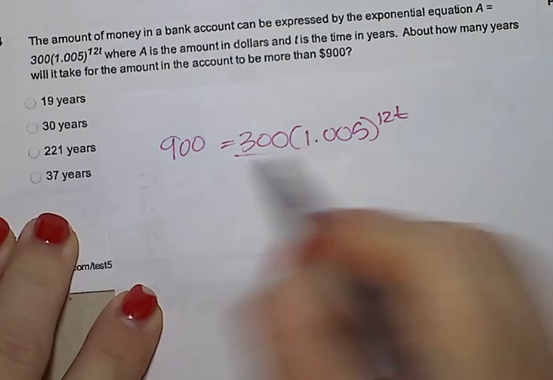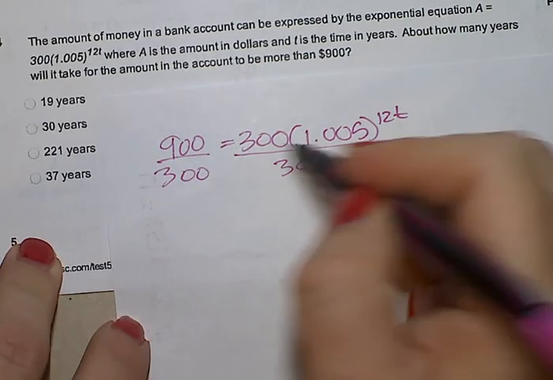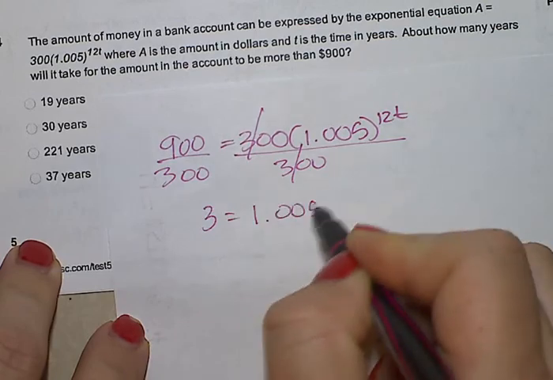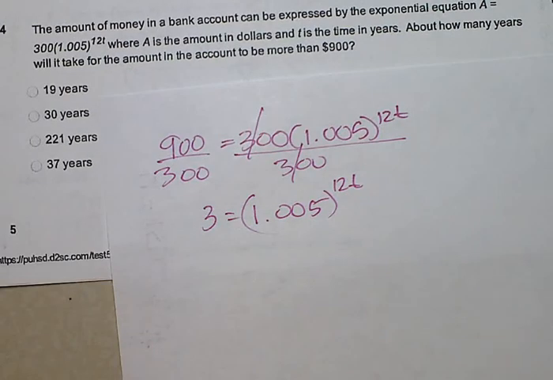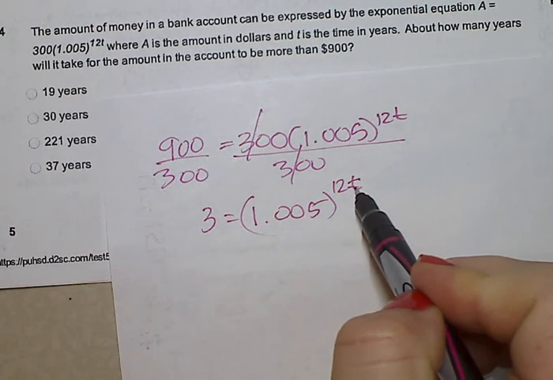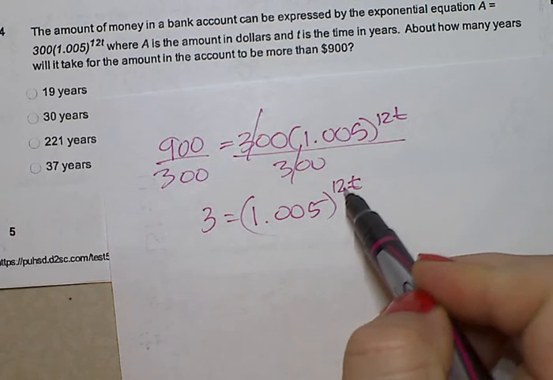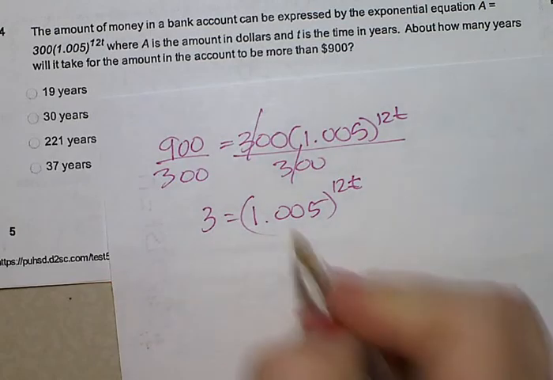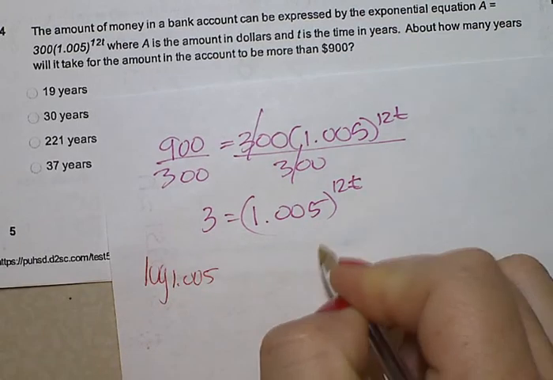So to solve this, I'm going to divide both sides by 300. 900 divided by 300 is 3. And the reason you learned logarithms this year is because in a situation like this, where you're solving for a variable that's in an exponent position, there's no way to do it unless you have a log. So logarithms allow us to solve for a variable in an exponent. Here's what you do. We want to get rid of this number, so I do log of 1.005 to both sides.